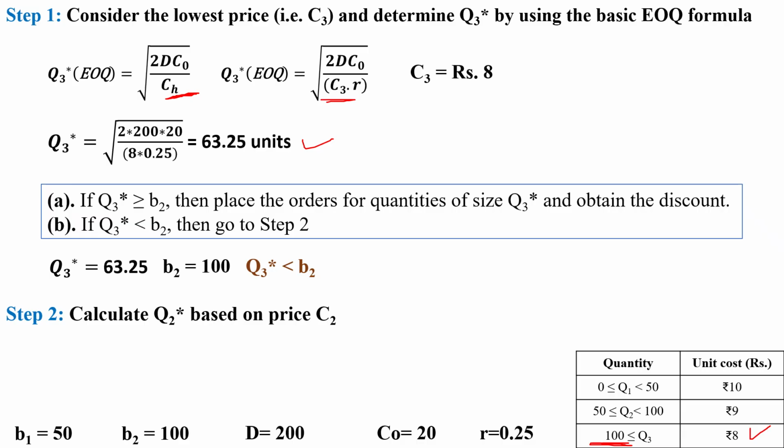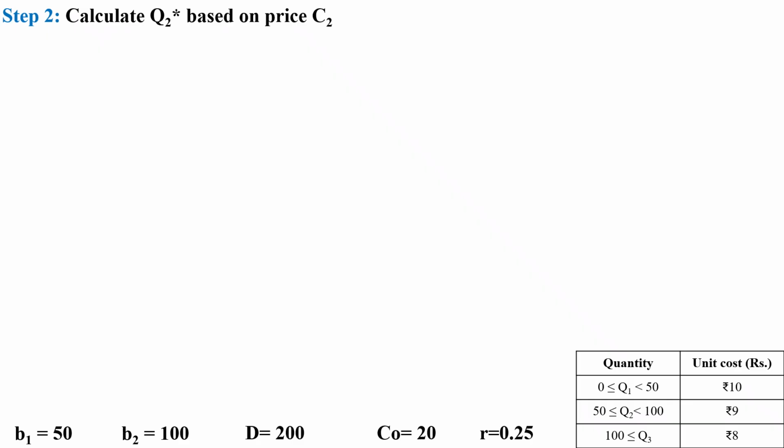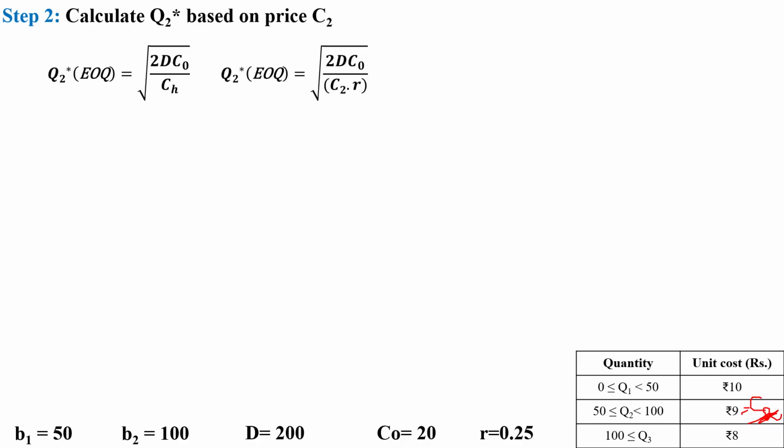Step 2 is to calculate Q2 star based on the price C2. So the second step is to calculate the EOQ based on price C2. Here the second price C2 is 9 rupees. So at this price C2, the EOQ value is Q2 star. Then Q2 star equals the root of 2D C0 divided by CH. This equation can be written as the root of 2D C0 divided by C2 into r. Here C2 equals 9 rupees. Then substitute all the values. We will get Q2 star equal to 59.63.